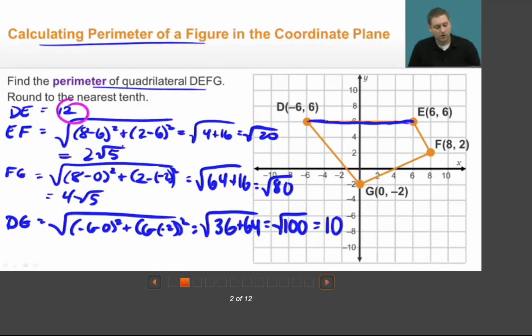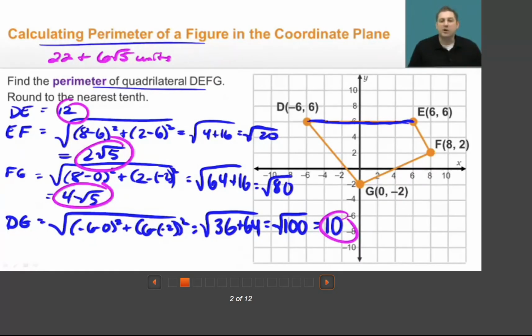So using these 4 lengths in units, I can add them together, and I'm going to find that I get 22 plus 6 square root of 5. That's the exact length of the perimeter, but if I wanted to approximate it, I get to plug these values into a calculator and get approximately 35 and 4/10 units. Keep in mind that if you chose to put this into a calculator, putting in 2 square root of 5 is the same as square root of 20. So when you're using a calculator to approximate, it's not necessary to actually simplify the radicals. I just did that so I could show what an exact value would be as well. Now use this idea and see if you can find the side lengths on this next quadrilateral.